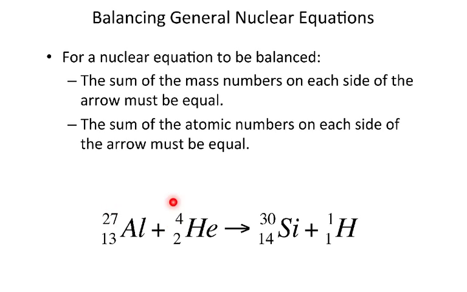Right? 4 plus 27 is equal to 31 on the left, and 30 plus 1 is equal to 31 on the right. And also for nuclear equations to be balanced, the atomic numbers have to be equal on both sides. And so we can see this equation is balanced in that respect too, because I have 13 plus 2, I have 15 on the reactant side, and I have 15 on the product side.